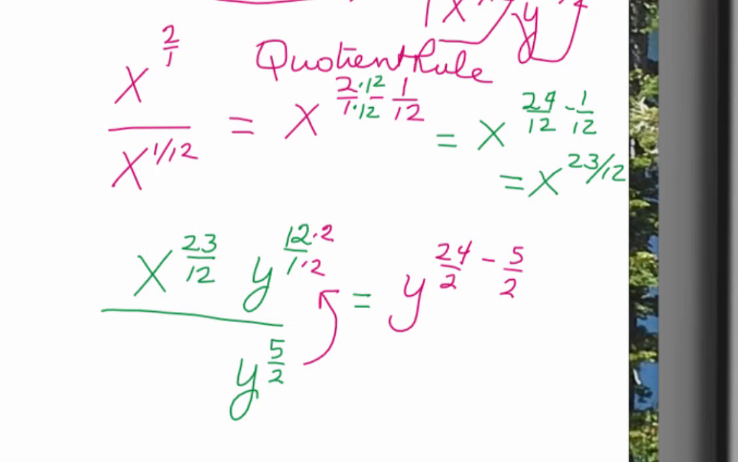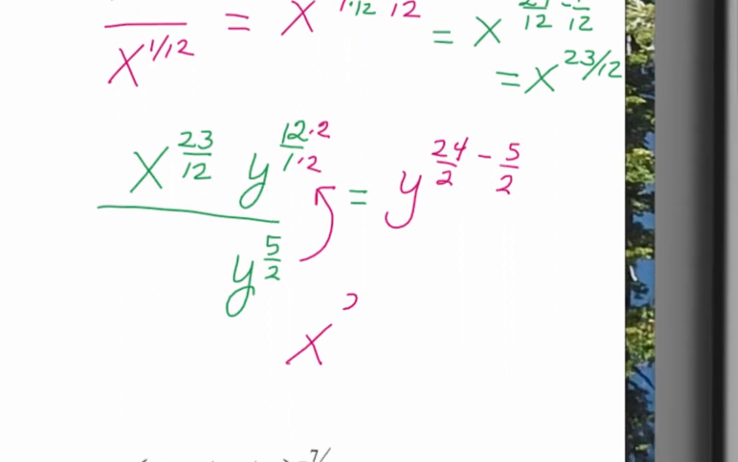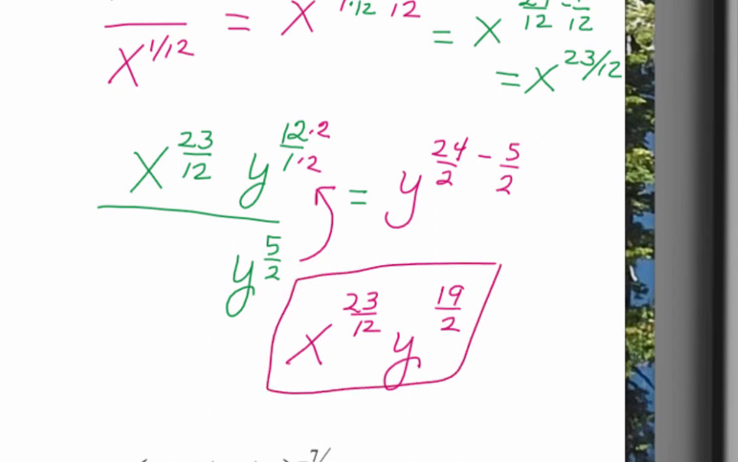So my final answer is, bring the x down, x to the 23/12ths, y to the 19/2. Awesome. That's your answer. Okay, let's go to the next example.